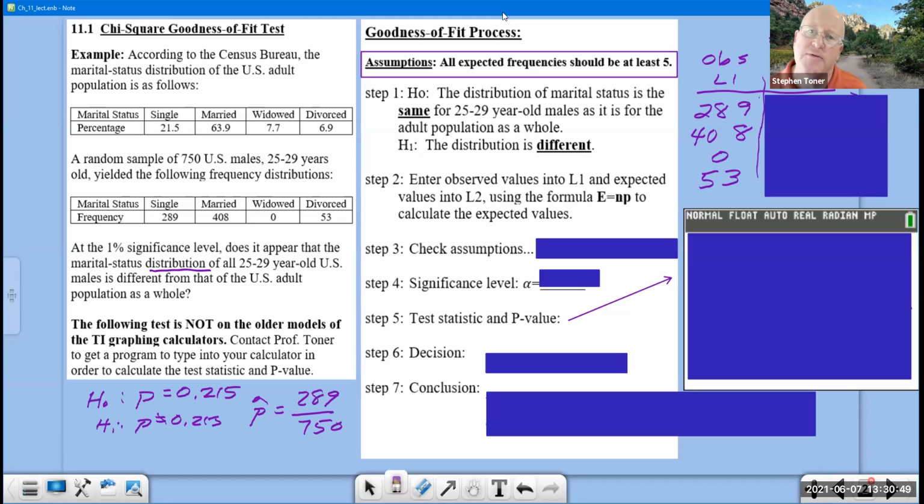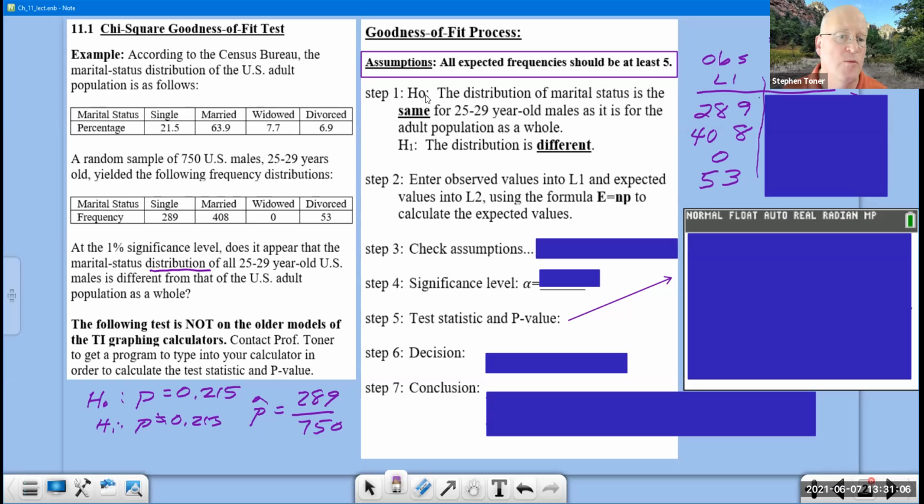Now, most every test has assumptions, and for these chi-square problems, we are going to assume that all of the expected frequencies, not the actual frequencies, should be at least 5. And I'll show you what I mean by that.